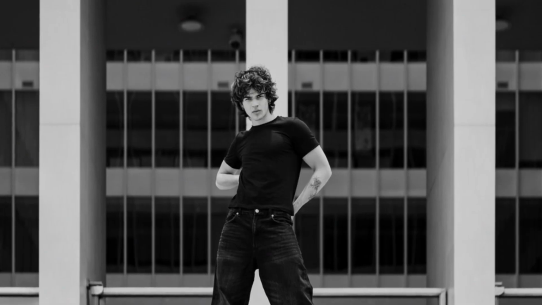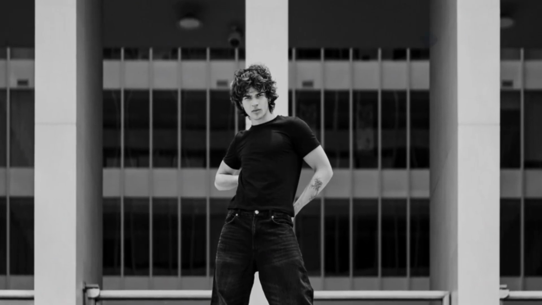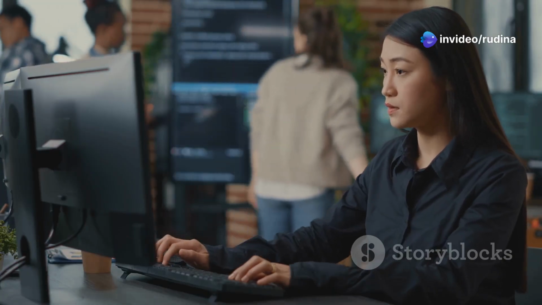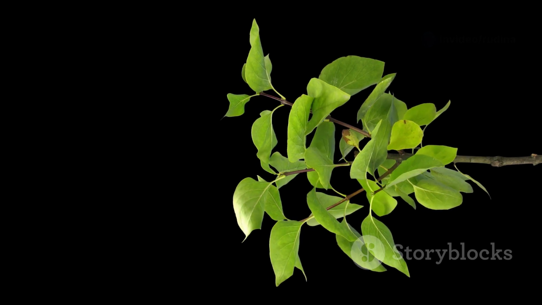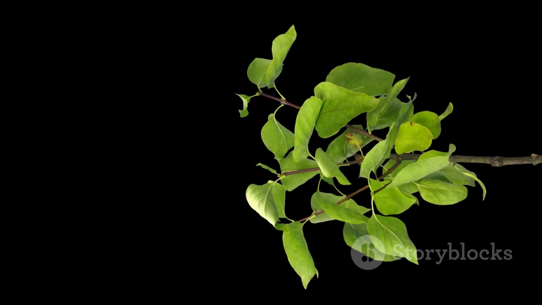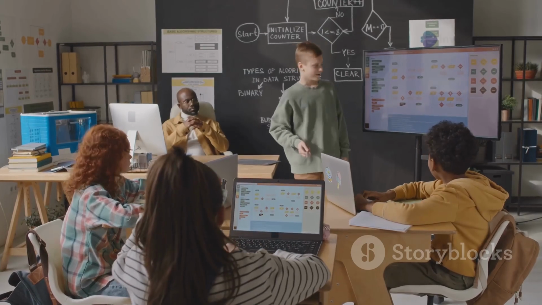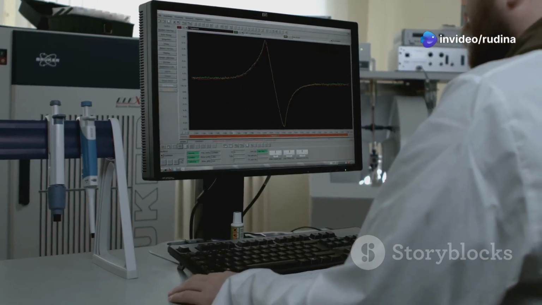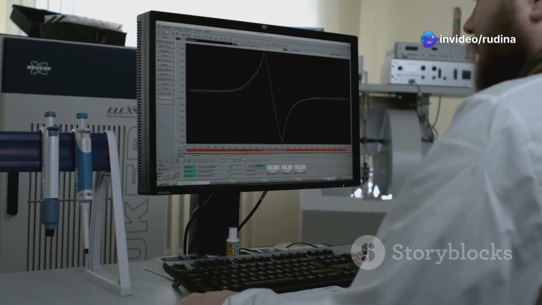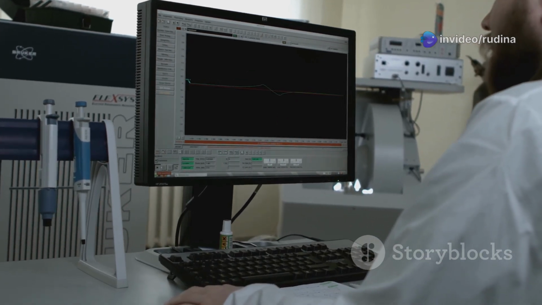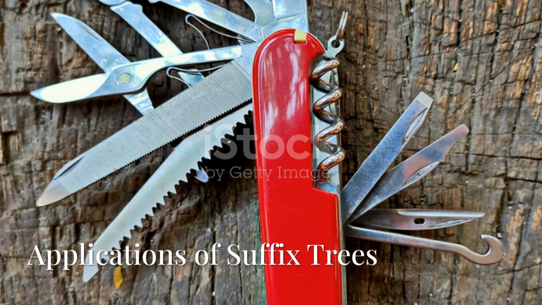The concept of a suffix tree was first introduced by Weiner in 1973. It was later improved by McCreight in 1976 and Ukkonen in 1995. These improvements made the construction of suffix trees more efficient. Suffix trees have become an essential data structure in computer science. They are used in various applications, such as bioinformatics, information retrieval, and data compression.